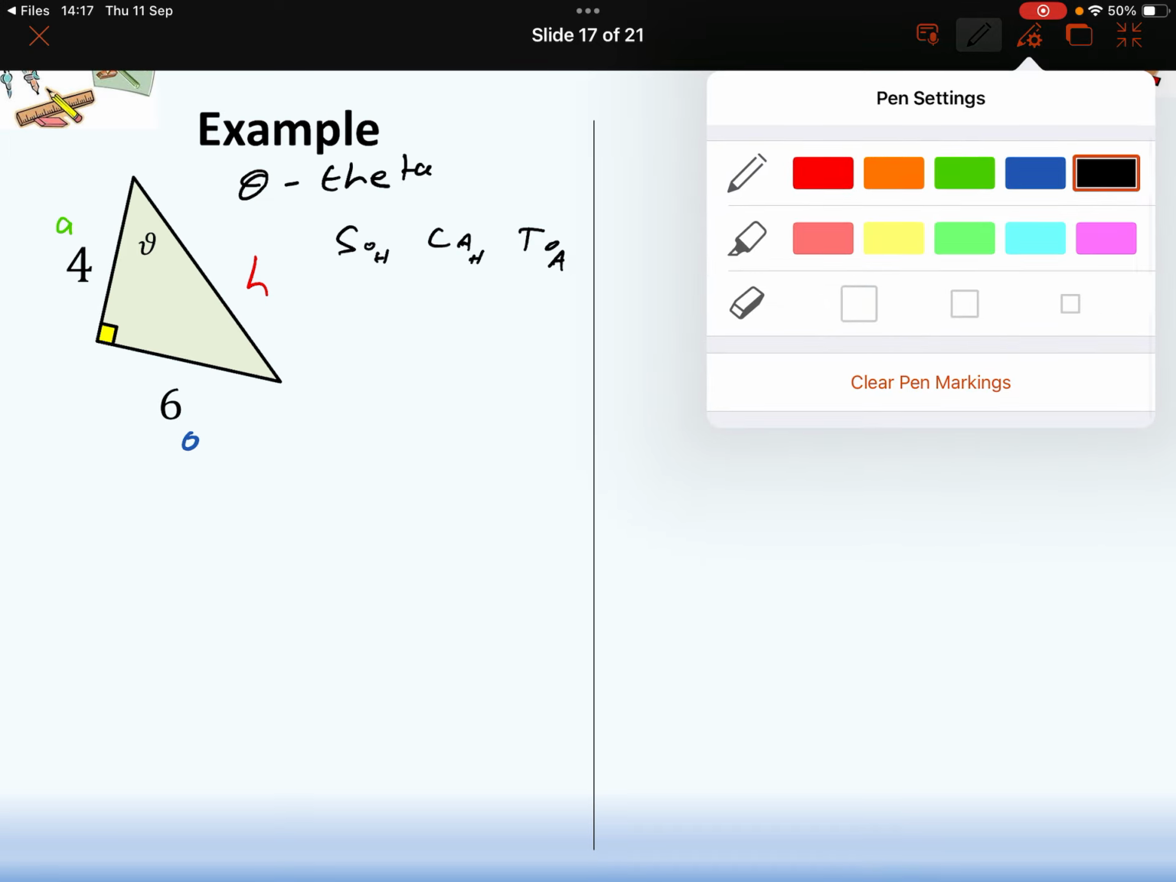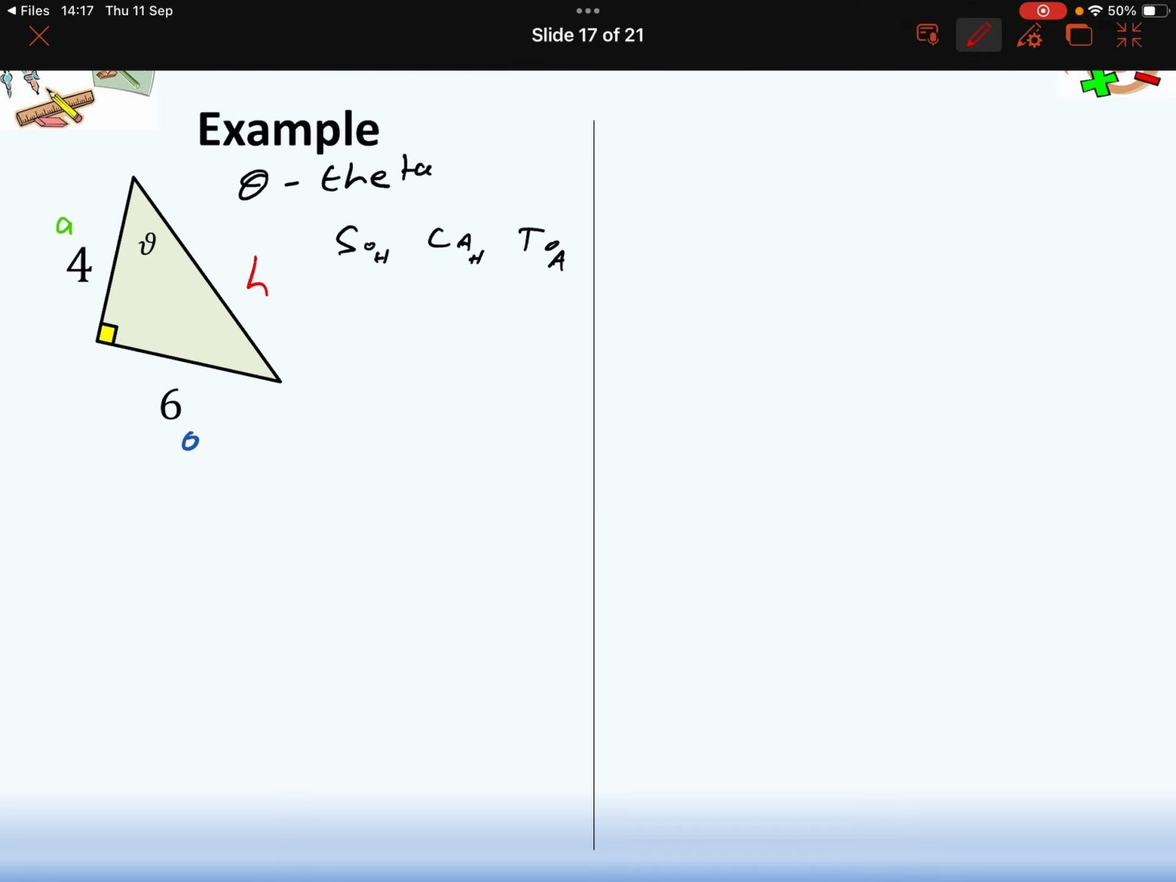And as you get more and more used to this, you can probably do this without even writing it down. H doesn't have any number, so I don't need that. So I'm looking for the ratio that uses A and O, which is my TOA, or my tangent ratio. So again, for short, tan of the angle is the opposite over the adjacent. Fill in what I know. I don't have the angle this time, so I'm going to use my theta. That equals the opposite is 6 and the adjacent is 4.